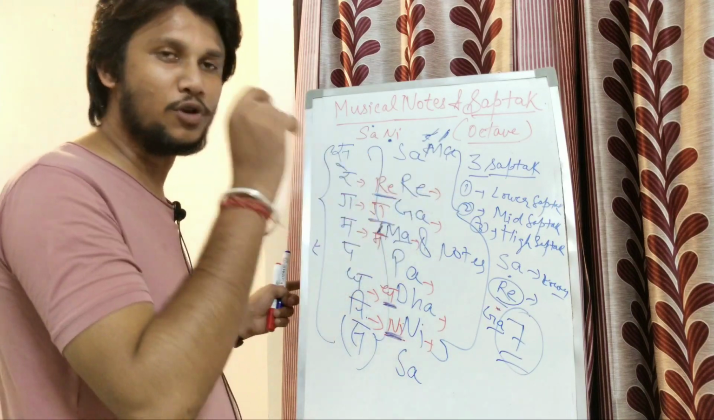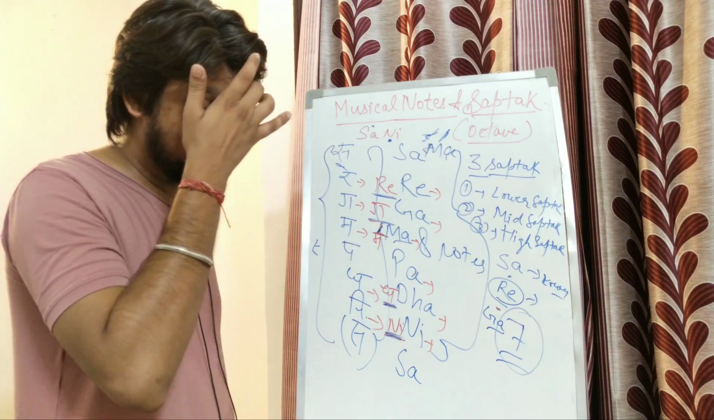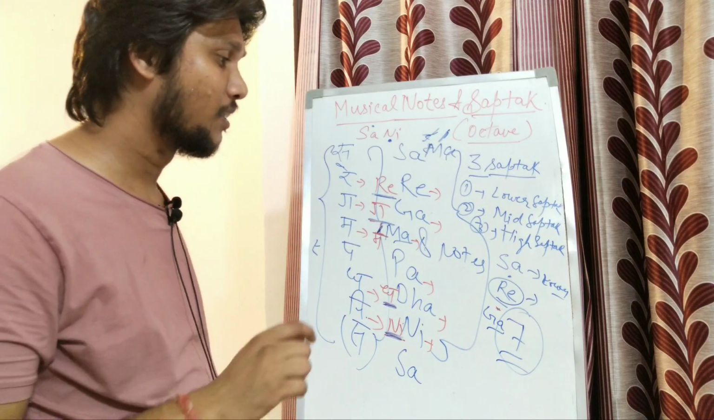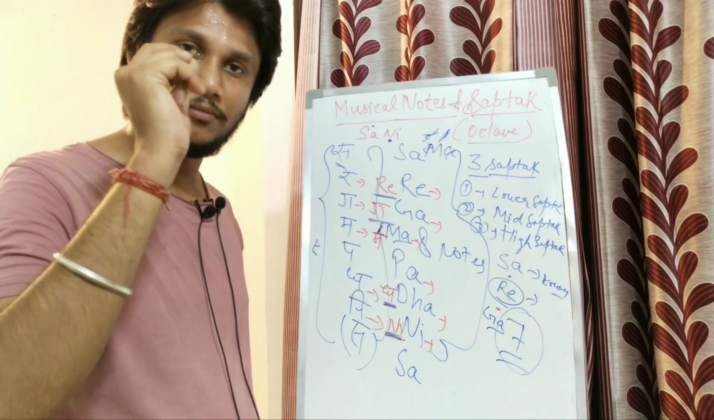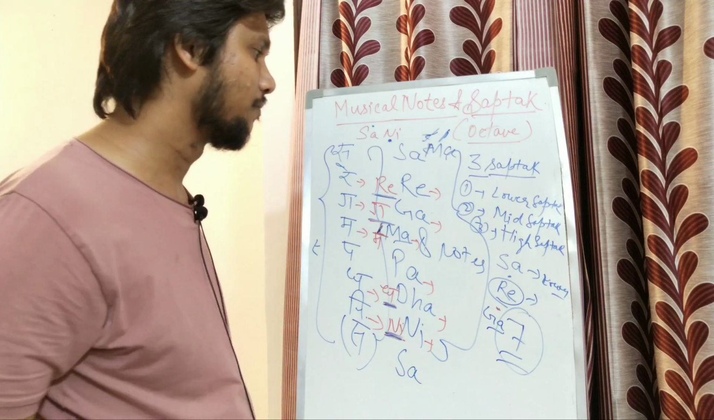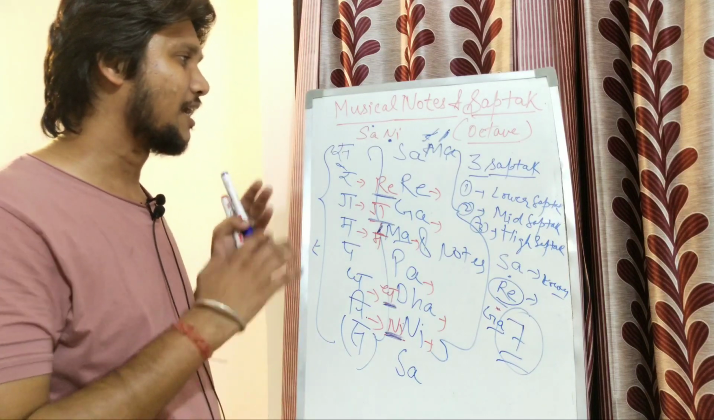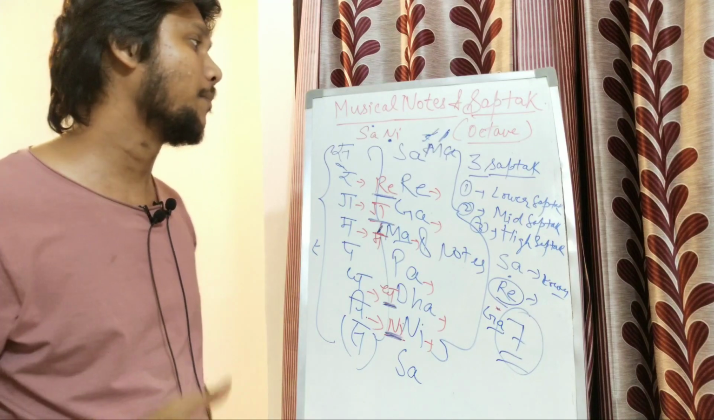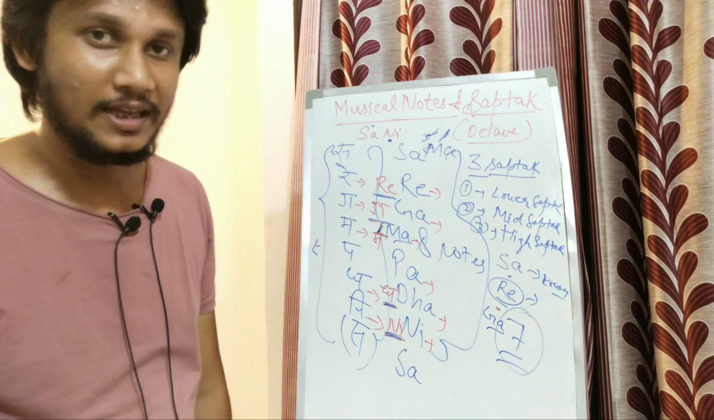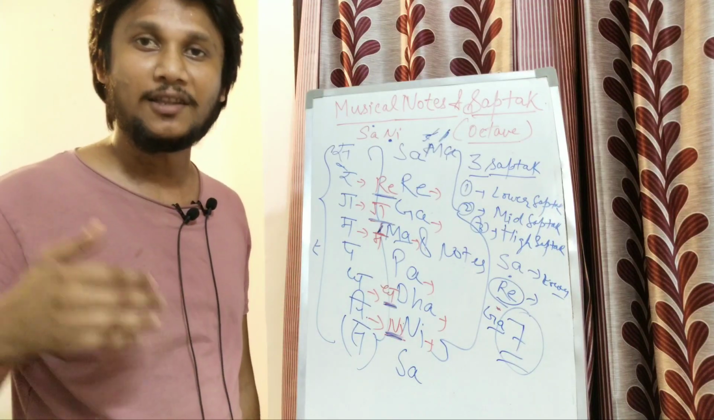For lower we just put the dot under the note. For mid there is no mark, there is no sign, and for the higher octave we just put a dot, a point, above the note. For the notation, there are 7 notes, and these 7 and 5 make 12 notes, full 12 notes, that will make us a full saptak, which we are going to sing in the next video.